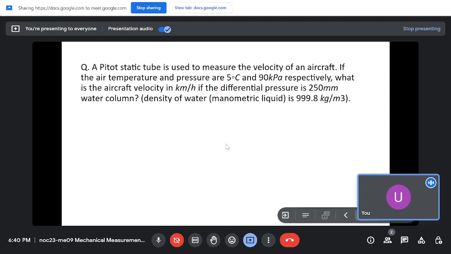So in this case, we know a pitot static tube is used to measure the velocity of the aircraft. The conditions are given as air temperature of 5 degrees Celsius and 90 kilopascal pressure, and the differential pressure is 250 mm of water column, and we need to find out the aircraft velocity. We have also been given the density of water.